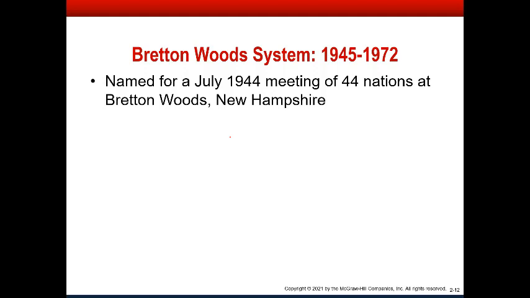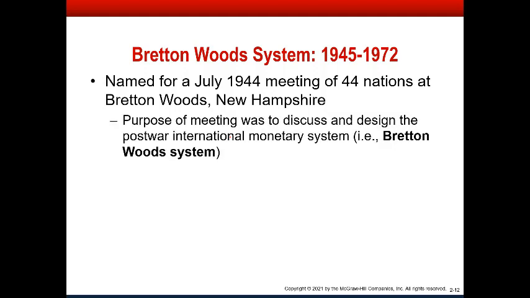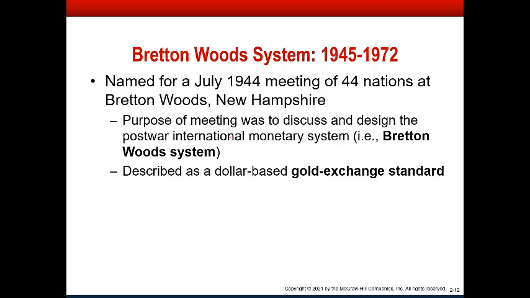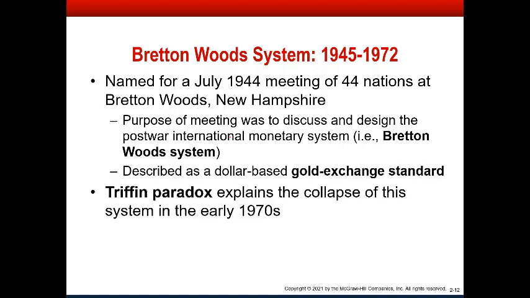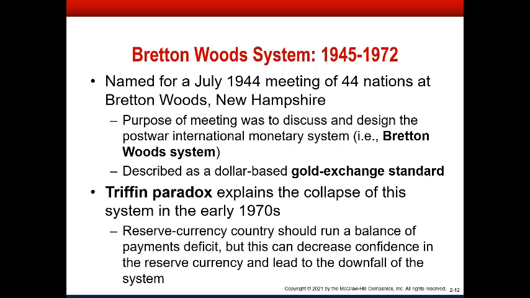And what they wanted to do was establish something that would have the stability and automaticity that the classical gold standard had, but without the difficulties associated with the classical gold standard. So what they came up with was called the dollar-based gold exchange standard. I'll talk more later on about why this system didn't really last that long. It didn't even make it 30 years before it collapsed in the early 1970s. But let me just show you how this works.